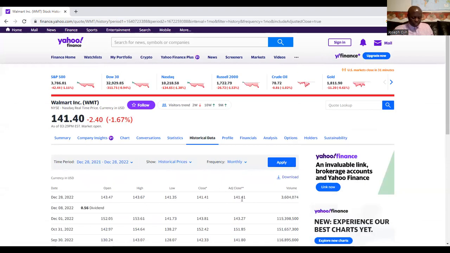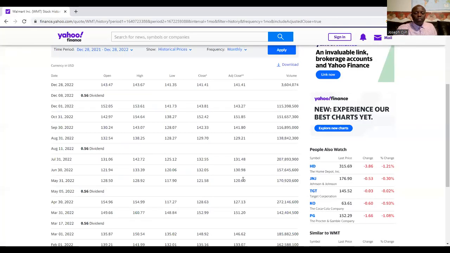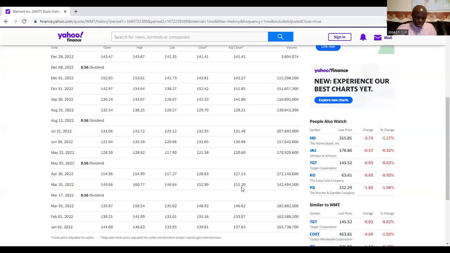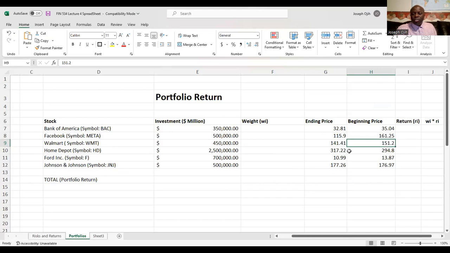I just said close. For Walmart it is 141.41 for the ending. And for March of this year, March 31st, it is 151.20. So it is still the same 151.20. This one is the same, so I don't have to change it.